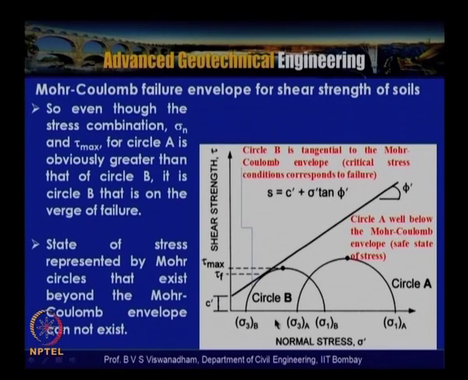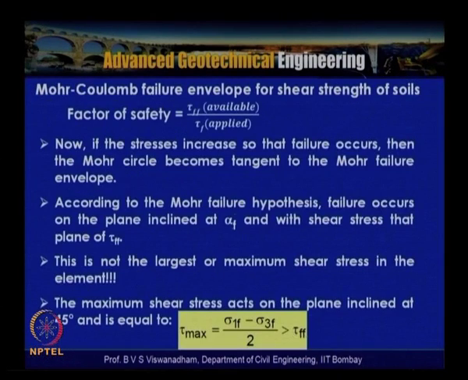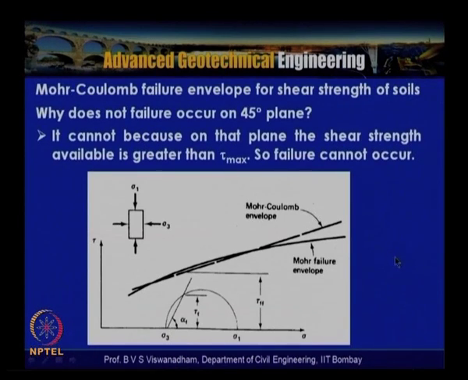When you see the combination of this sigma plus the tau max, the shear strength available is actually more than the shear stress on this 45 degrees plane, even though that shear stress is maximum. The shear strength available to avoid the failure is greater than tau max. So what it implies is that failure cannot occur on the 45 degrees plane.